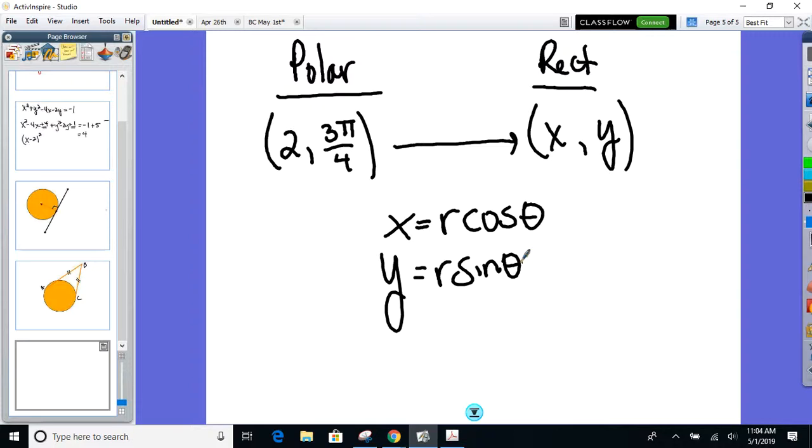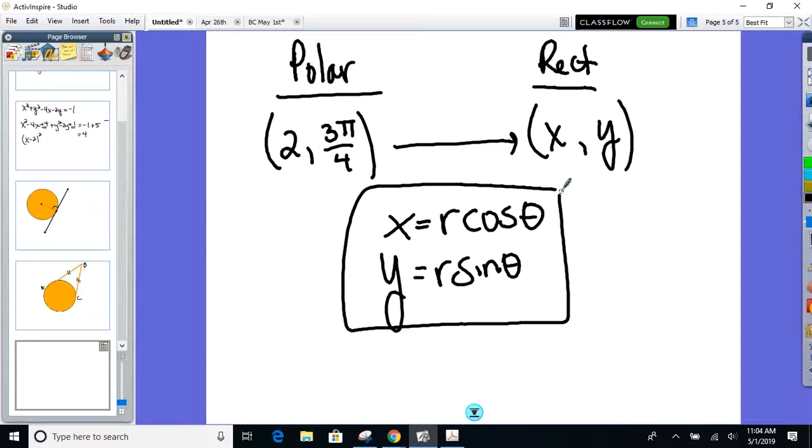Write that at the top of your notes right now, please, because you are going to need that to substitute in today. So write that at the top of your notes. x equals r cosine theta. y equals r sine theta. Because now we're going to do equations today. Take a rectangular equation and make it into a polar one.